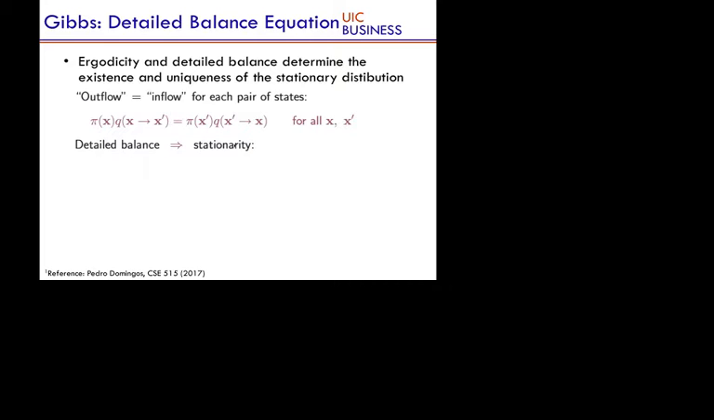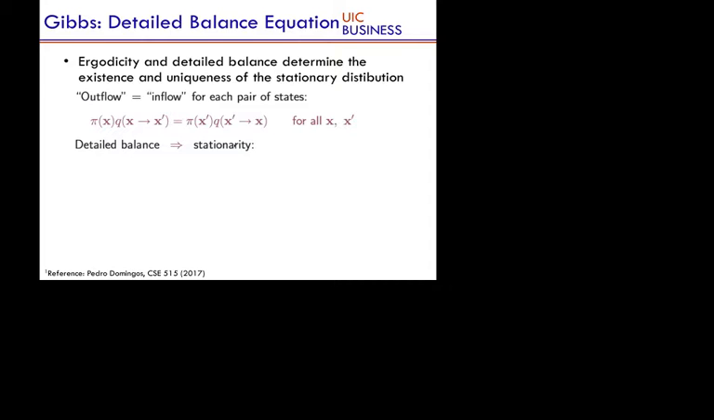So all I'm trying to say is that if there is ergodicity and some pi satisfies this equation, then that is the stationary distribution. Okay. So let's say this equation is true. It's very easy to check that the detailed balance equation implies stationary distribution. Okay, implies pi is a stationary distribution.